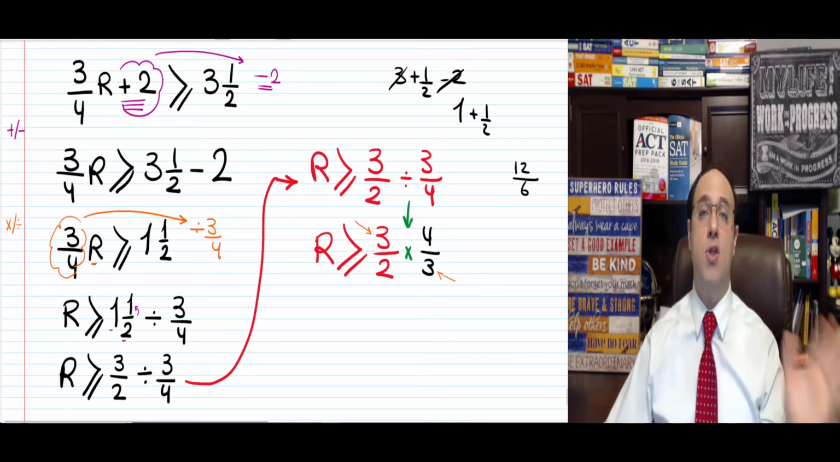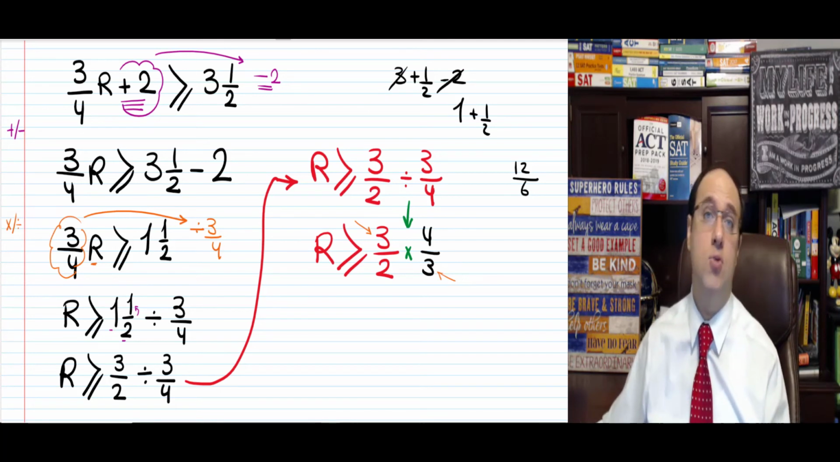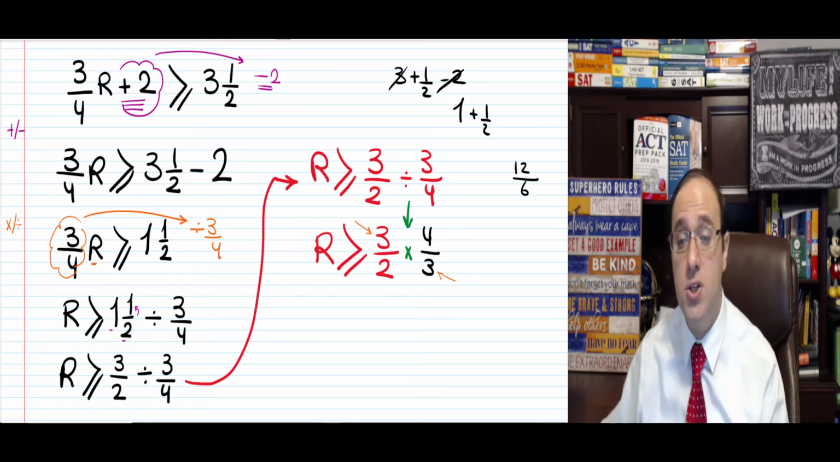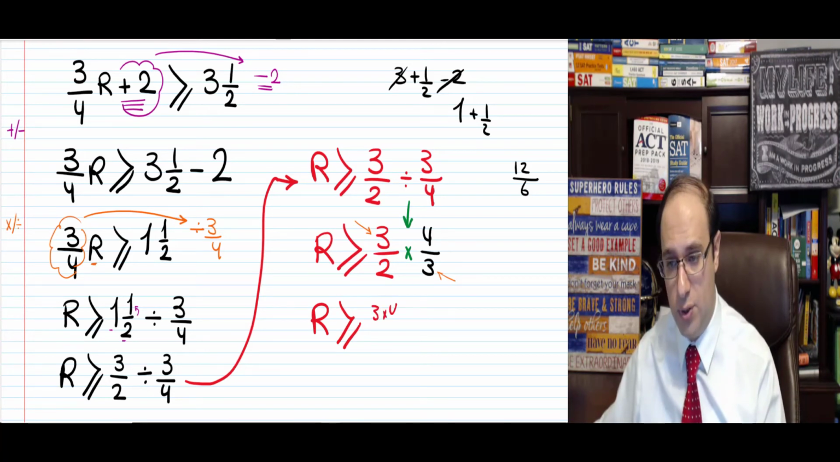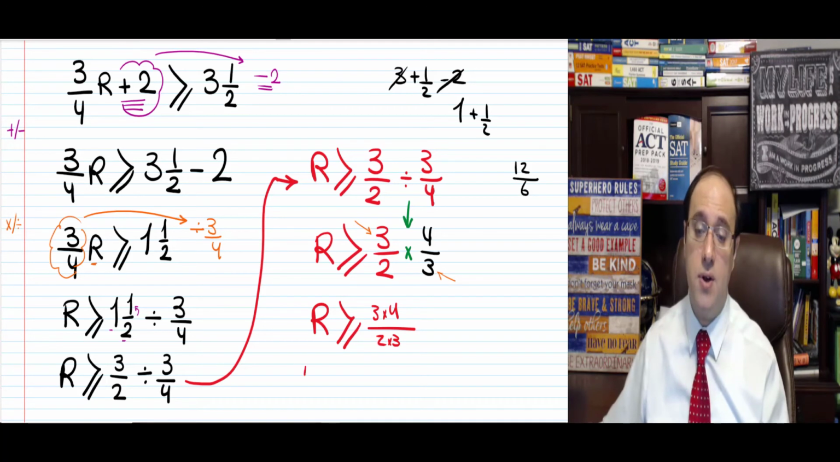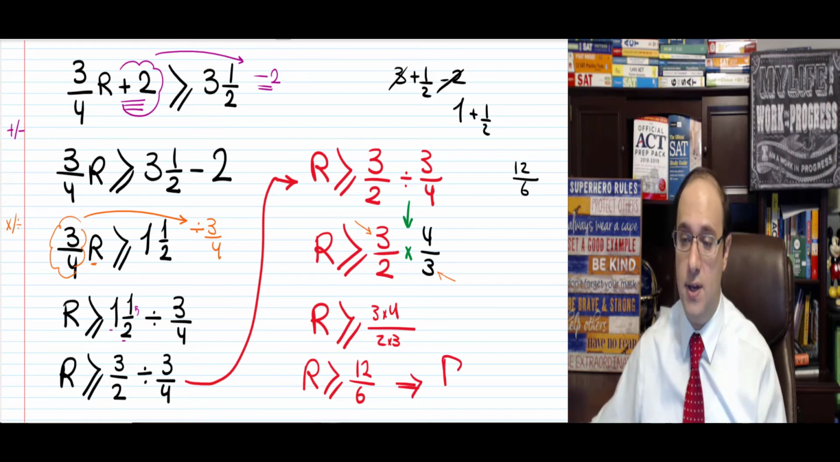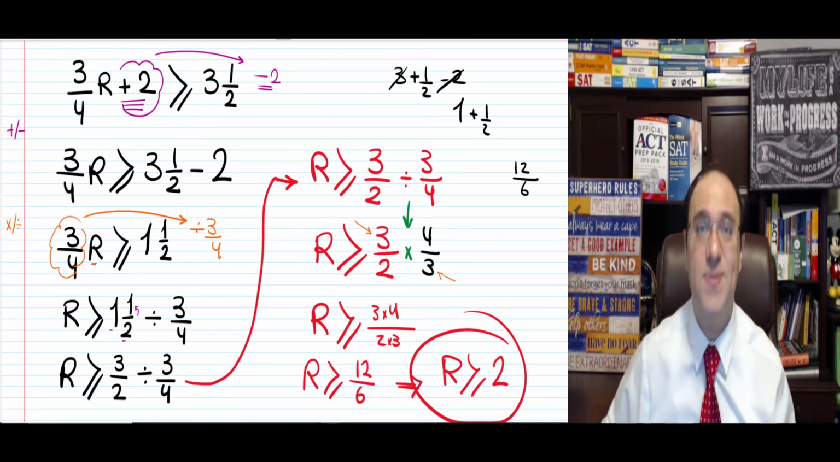I'm just going to use the normal way so I don't confuse you if you don't know how to simplify numerators and denominators yet. So r is greater than or equal to 3 times 4, multiply the numerators, over 2 times 3, you multiply the denominators. r is greater than or equal to 12 over 6. 12 over 6 is just 2. So r is greater than or equal to 2. Okay? Super.